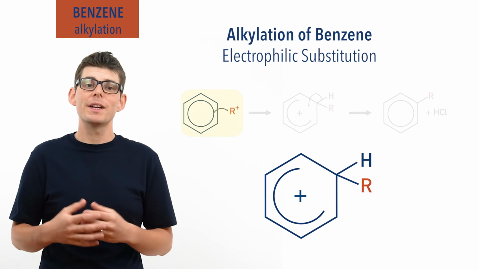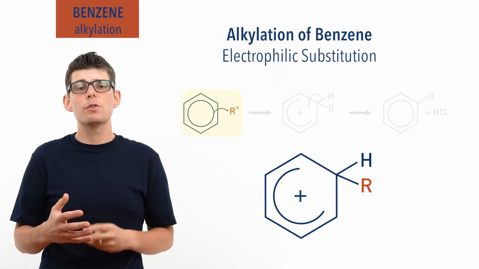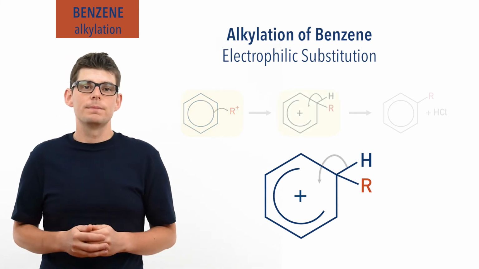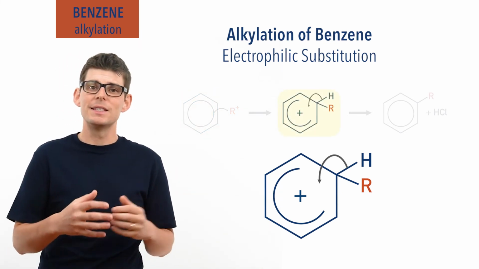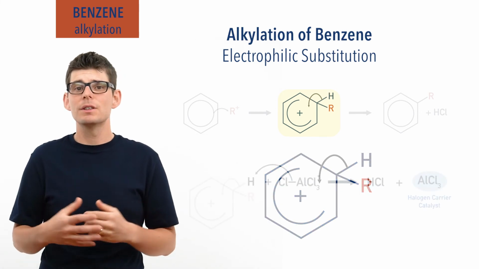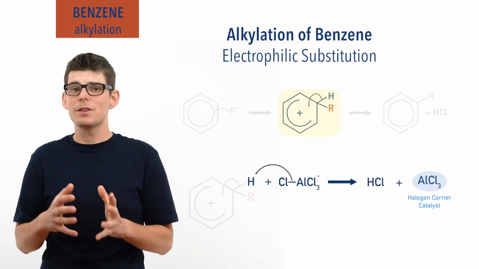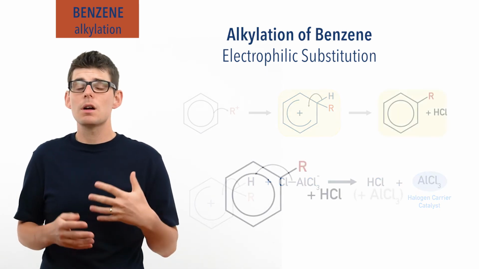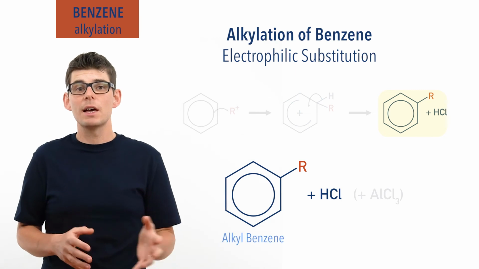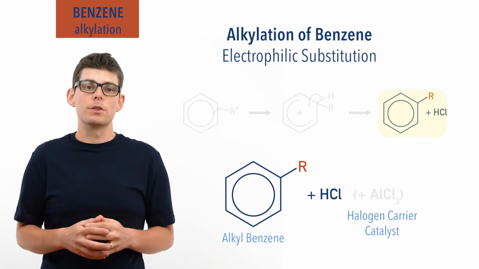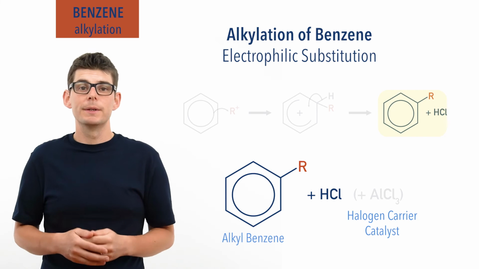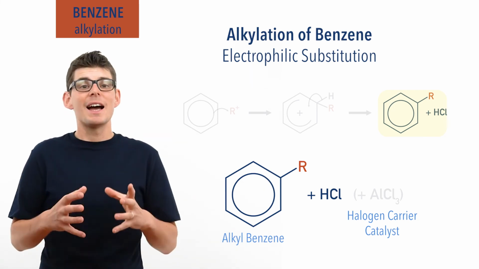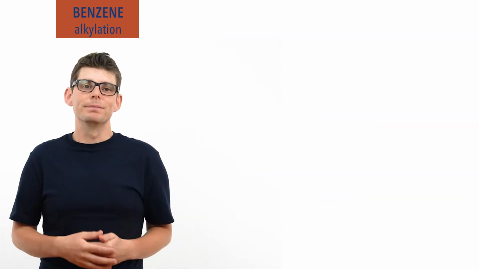To reform a full ring and get back some stability, the carbon-hydrogen bond on the same carbon as the carbon-alkyl group breaks. This electron pair is put back into the delocalized system and an H+ ion is removed by a chlorine atom from the halogen carrier intermediate just formed. This leads to the formation of an alkyl substituted benzene ring, HCl, and the reforming of the original halogen carrier, aluminium trichloride. This is why the halogen carrier is considered to be acting as a catalyst, as it gets reformed at the end of the reaction.